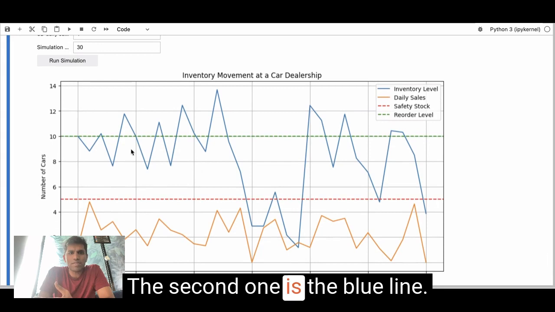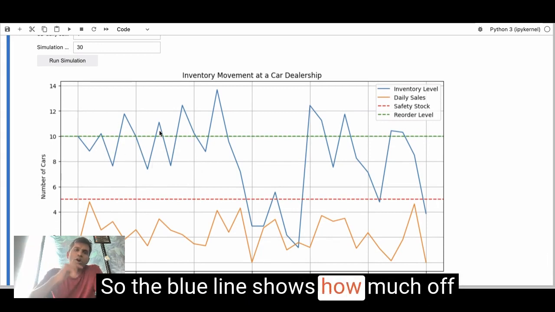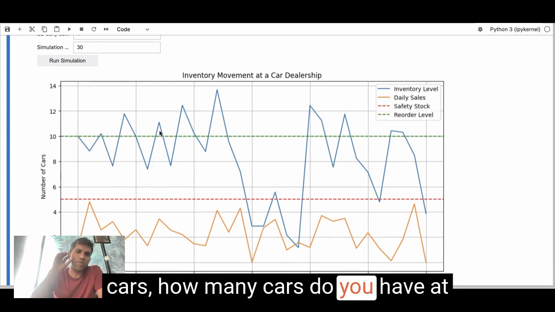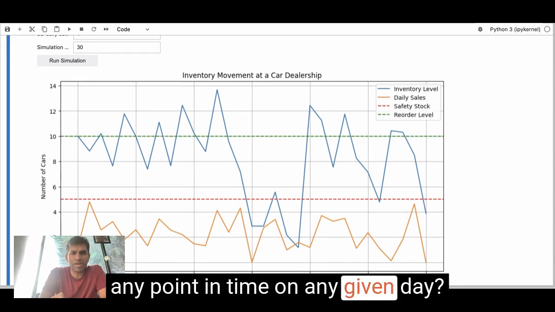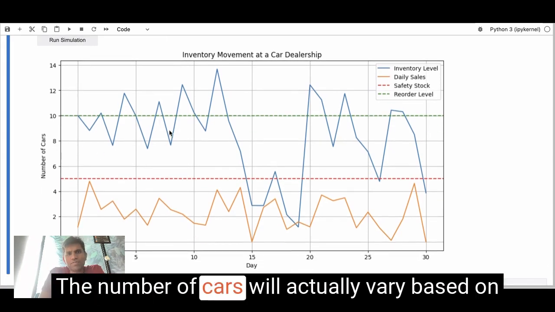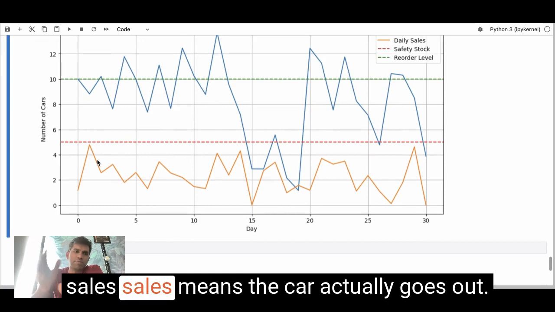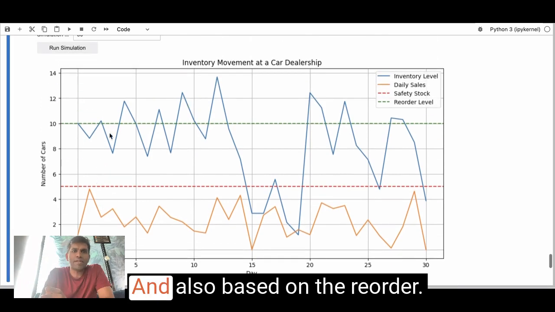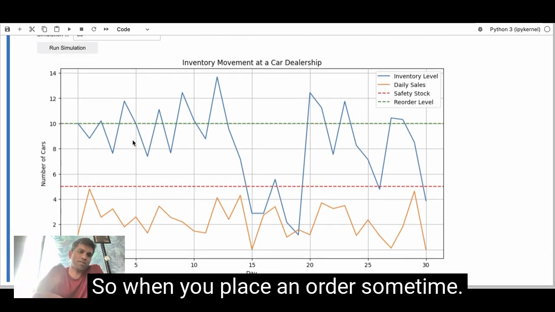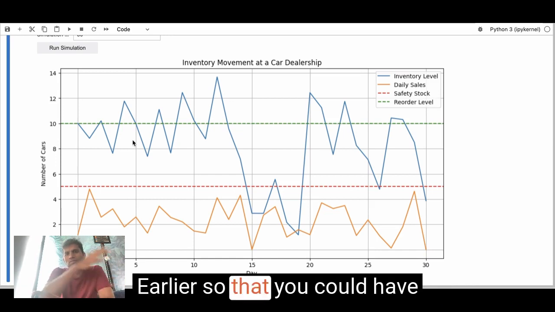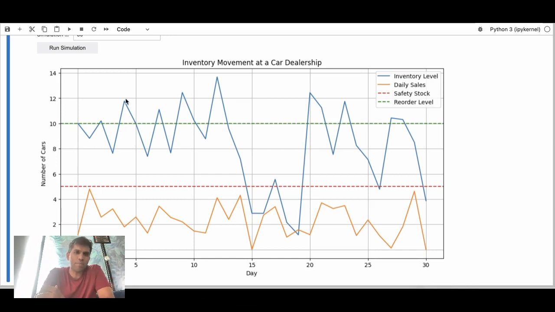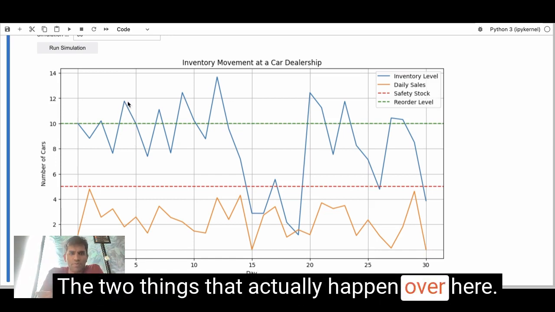The second one is the blue line. The blue line shows how many cars you have at any point in time on any given day. The number of cars will vary based on sales, since a sale means a car goes out, and also based on the reorders. When you place an order sometime earlier, it can hit your inventory and the count would go up. These are the 2 things that happen over here.